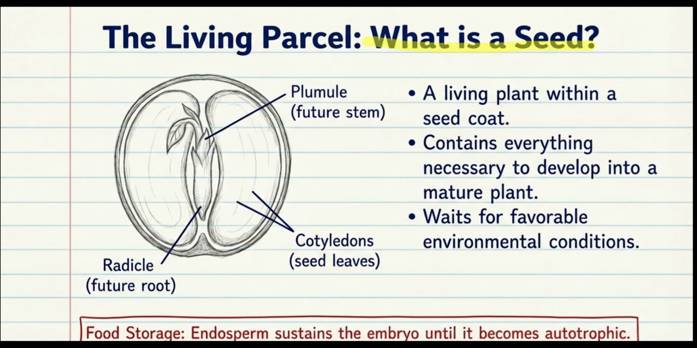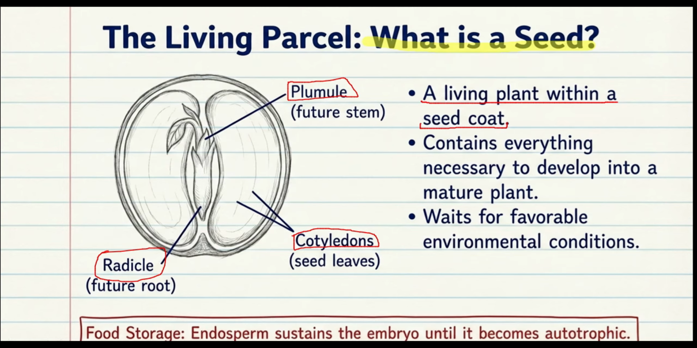Let us first understand what a seed actually is. A seed is a living structure that contains a miniature, undeveloped plant known as the embryo. The embryo consists of three main parts: the radicle, which develops into the root, the plumule, which forms the shoot system, and the cotyledons, which serve as seed leaves and often store or absorb nutrients during early growth.